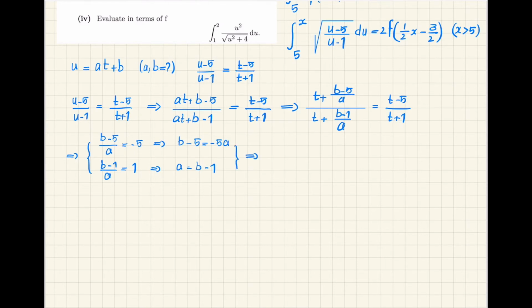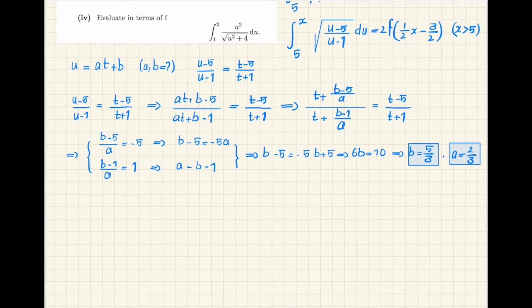So if I substitute b minus 1 instead of a here, it becomes b minus 5 is equal to minus 5b plus 5, and then this becomes 6b is equal to 10, and then b becomes 5 over 3. So this is the b that I was looking for. And then if I plug that b here, b minus 1 becomes 2/3, and this is a. So this means that a is 2/3. Yes? Okay, so it means that I found the transformation. I found the substitution. So the substitution is u is equal to 2/3 t plus 5 over 3.